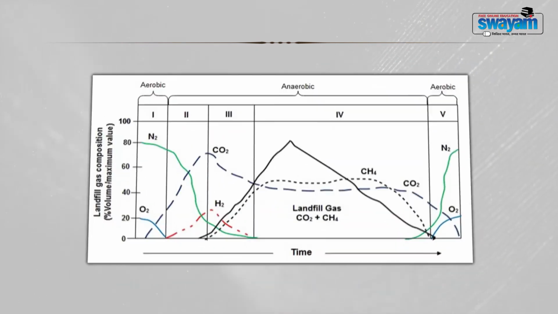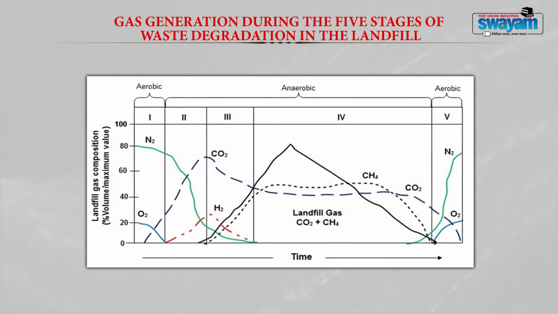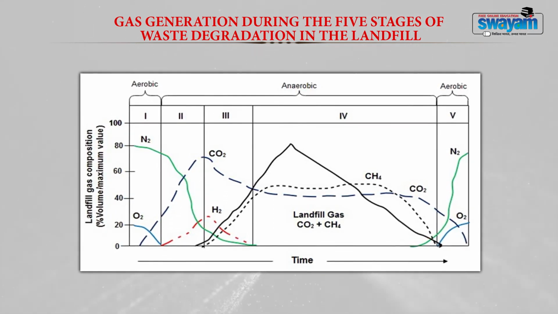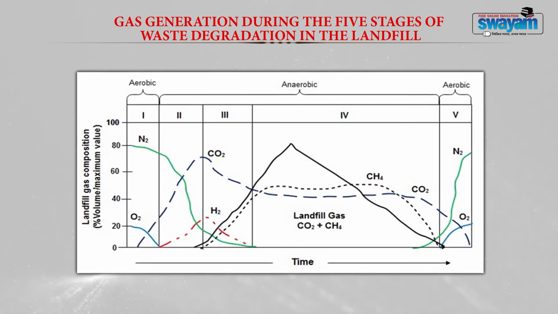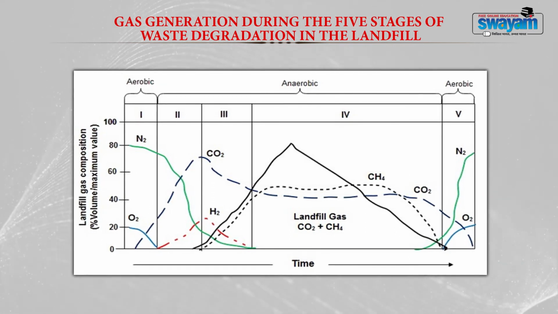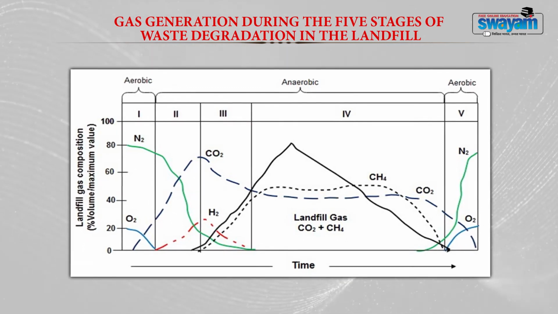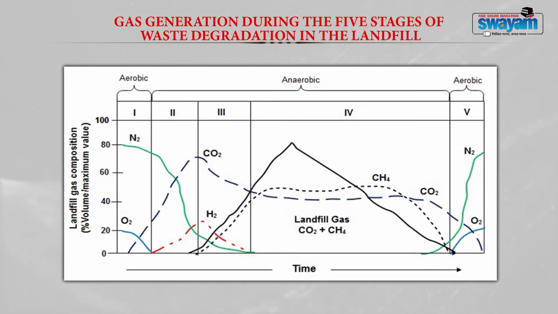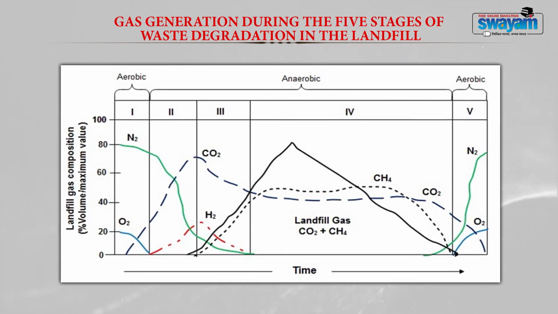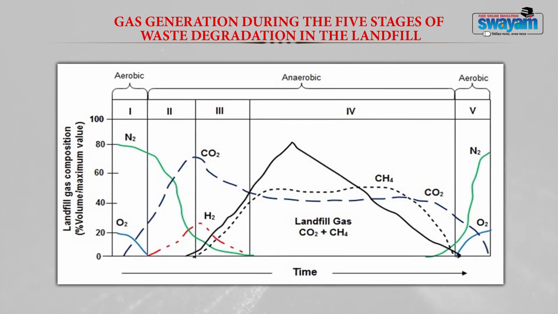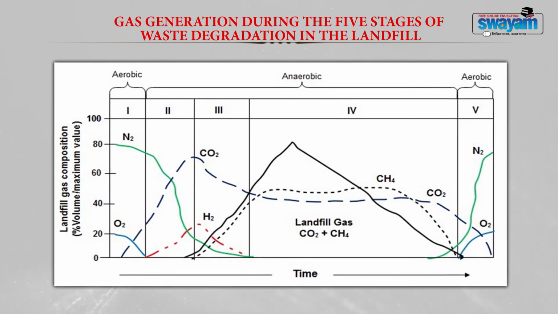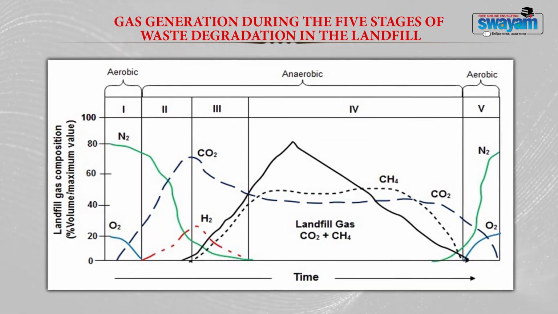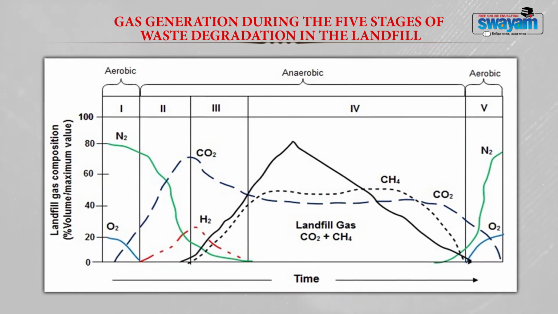Now, this image shows the gas generation in the different stages of waste degradation within a landfill bioreactor. Here you can see oxygen is present only in stage 1 and stage 5. In stage 1 it decreases and comes to 0, and in stage 5 it again increases. Nitrogen is high in stage 1 and then drastically reduces, becoming 0 at the end of stage 3. Likewise, the carbon dioxide level increases in the middle of stage 1 and peaks at the end of stage 2, after that it gradually reduces, remains stable till stage 4, and at the end of stage 5 it becomes 0. You also have hydrogen production, which starts at the end of stage 1, peaks at the end of stage 2, and at the end of stage 3 it becomes 0.